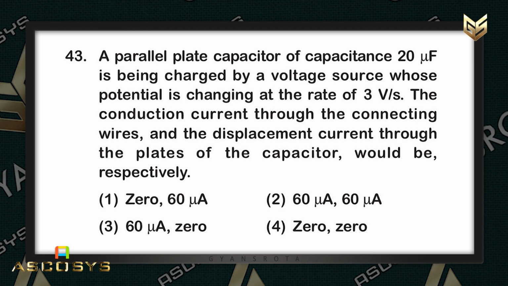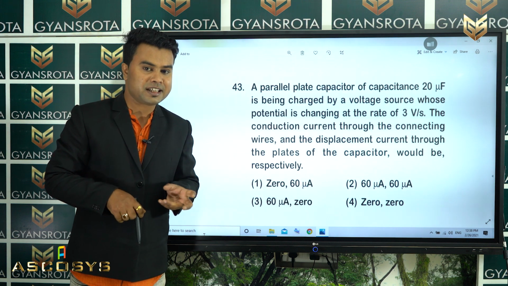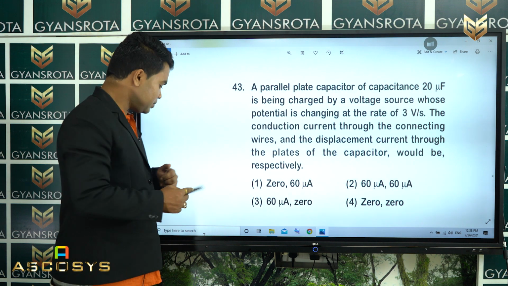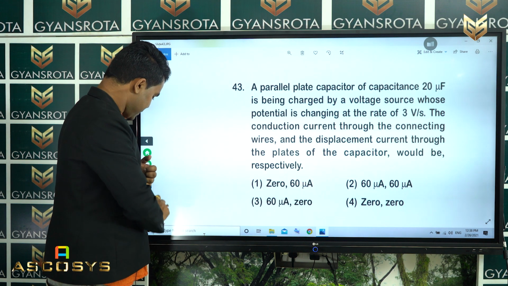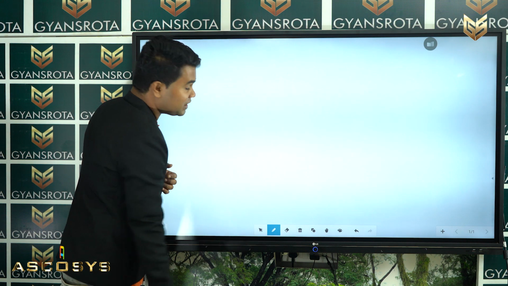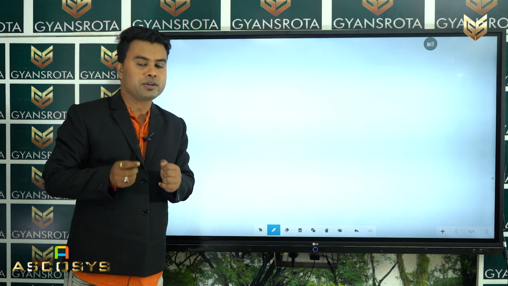The conduction current through the connecting wire and the displacement current through the plates of the capacitor would be how much? We need to calculate the conduction current as well as the displacement current. Now displacement current again is within the capacitor, which flows. So displacement current is a concept from the chapter electromagnetic waves also. So that makes the question, but we'll use the concept of potential only and we'll find out.